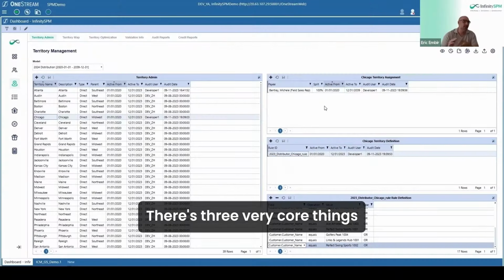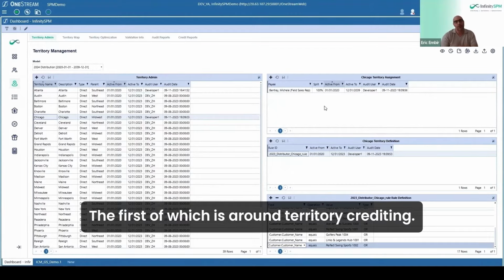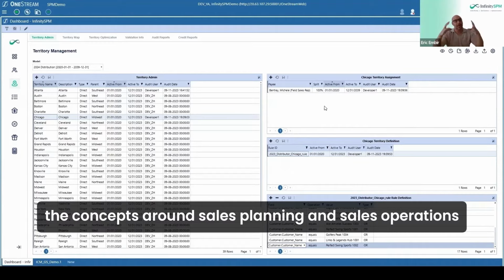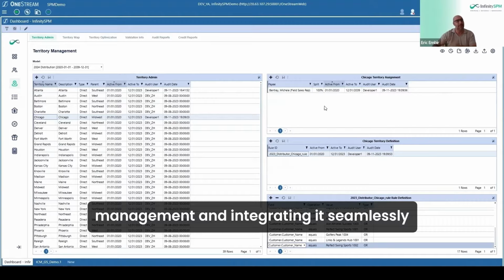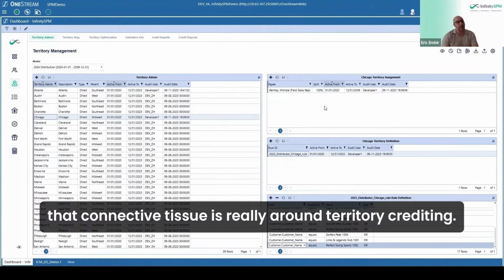There are three very core things that territory management models allow us to do. The first of which is around territory crediting. If you think about taking the concepts around sales planning and sales operations management and integrating it seamlessly into your incentive compensation program downstream, that connective tissue is really around territory crediting.